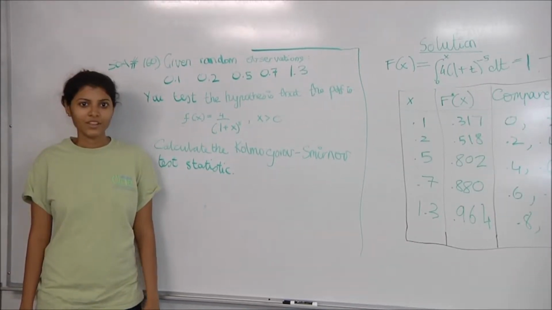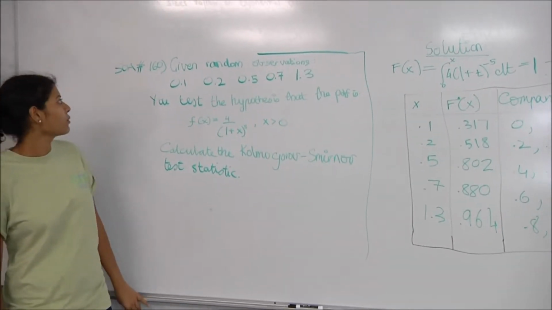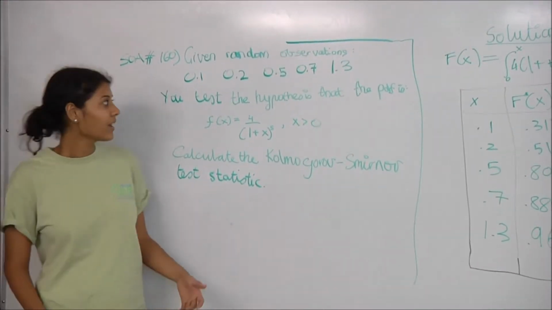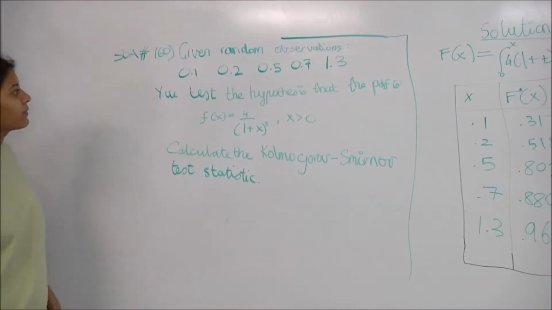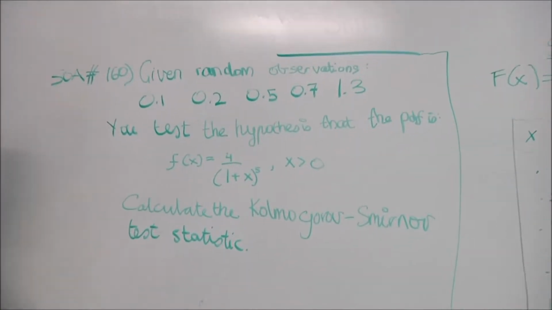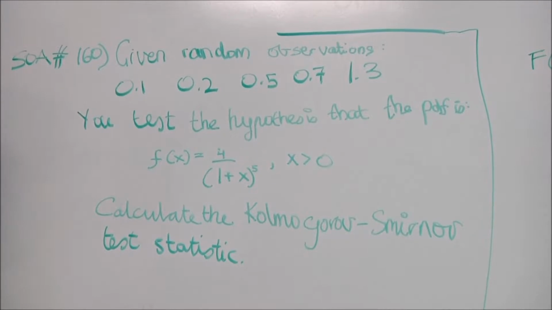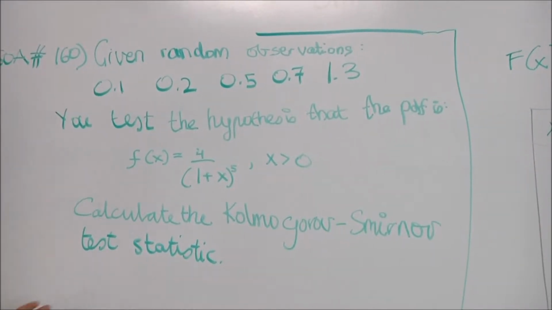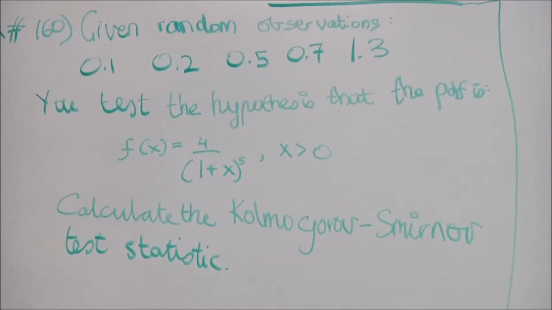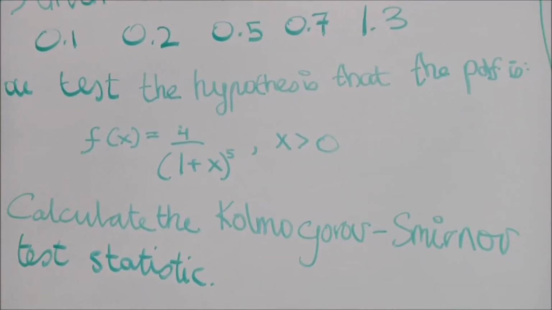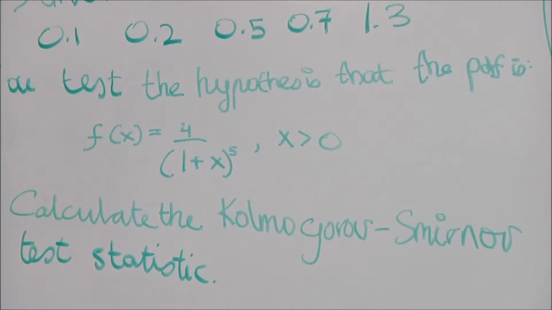Take one. Alright, this is problem number 160 from the SOA Sample C exams taken from 2009. Let's read the problem. Given random observations 0.1, 0.2, 0.5, 0.7, 1.3, you test the hypothesis that the PDF is f of x equals 4 over (1 plus x) raised to 5, x greater than 0. Calculate the KS test statistic.